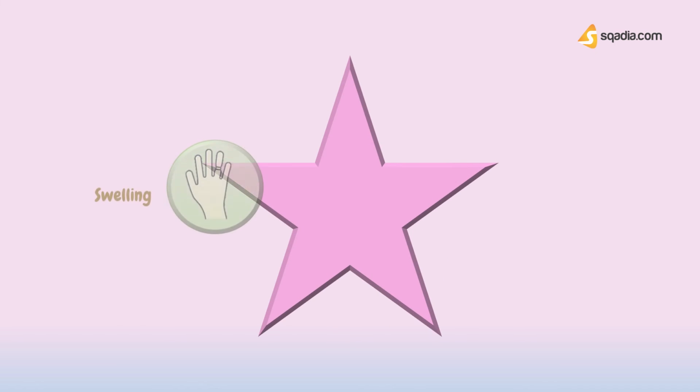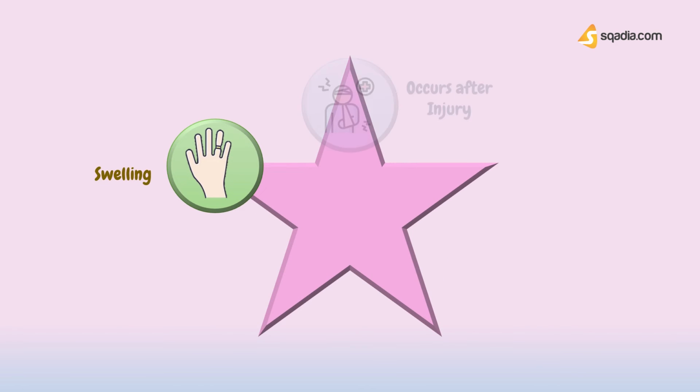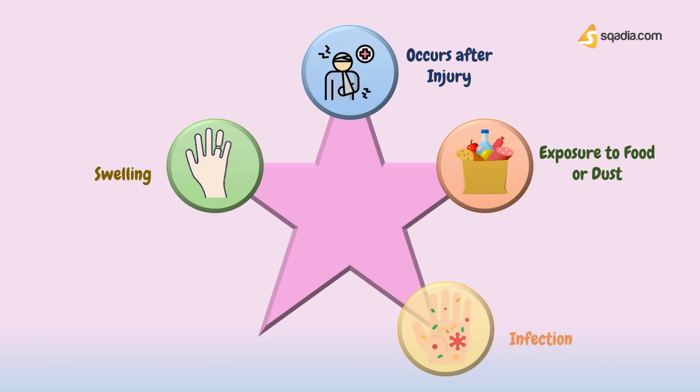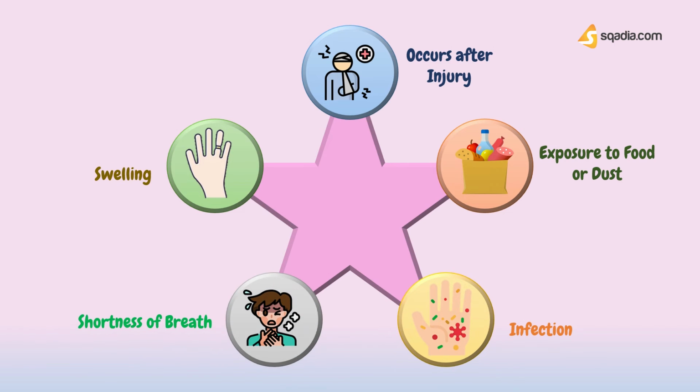If your patient has typical symptoms like sudden swelling, occurring after injury, exposure to a particular food or dust, infection, severe shortness of breath, then this might be an indication of angioedema. Angioedema is an allergic disease in which you develop welts on the skin.